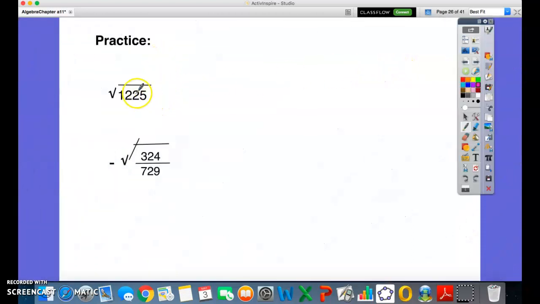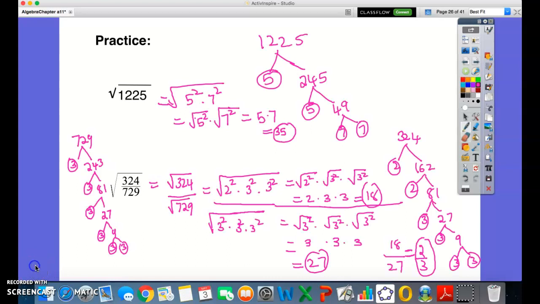Now, if you have a big number, like the square root of 1225, to find the square root you can actually use the factor tree. So pause the video and try to find it. You should get 5 squared and 7 squared. Because of the product property, I can rewrite this as the square root of 5 squared times the square root of 7 squared, which is 5 times 7, so 35.